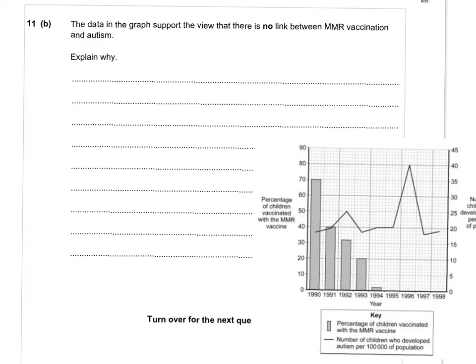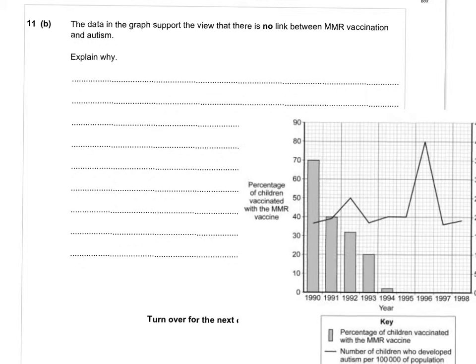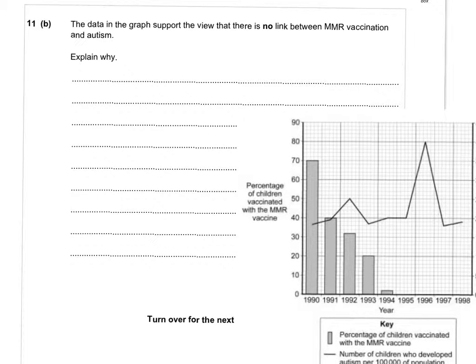I'll just leave this graph here so that we can still see it. However, the writing that I'm doing might go over it a little bit. So for your first mark, we need to make reference to the idea that in 1995 there are no children being vaccinated. So in 1995 there's no vaccinations.